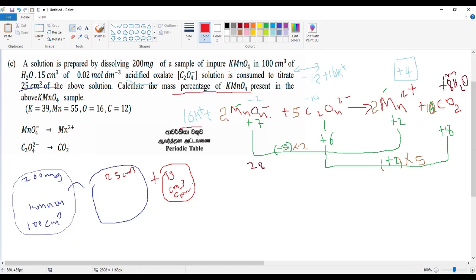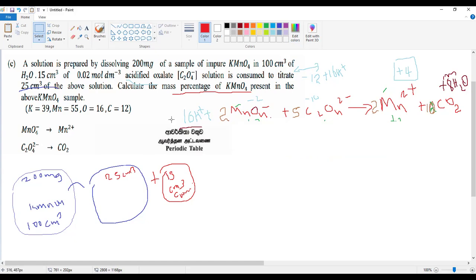So this is the reaction taking place, and now this is balanced. Now what's the question? Find the mass percentage of KMnO4. You remember they dissolved a 200 milligram sample. In that sample, I don't know how much KMnO4 is there, so I have to find the mass of KMnO4. Then only I can find the mass percentage of KMnO4 in the sample. Also, remember our sample was in 100 cubic centimeter, but what we test is only 25 cubic centimeter. So first we will find the mass of KMnO4 in 25 cubic centimeter. Later we can find it for 100 cubic centimeter.